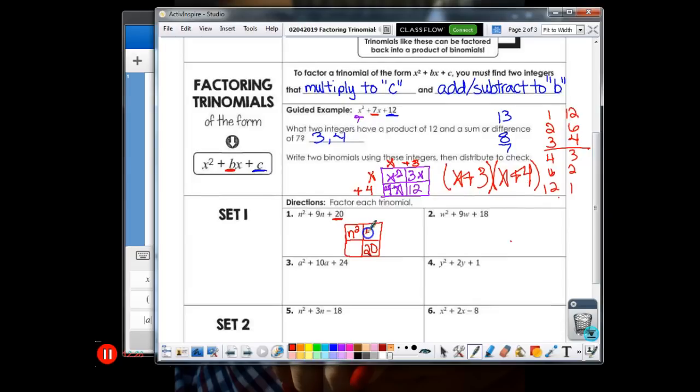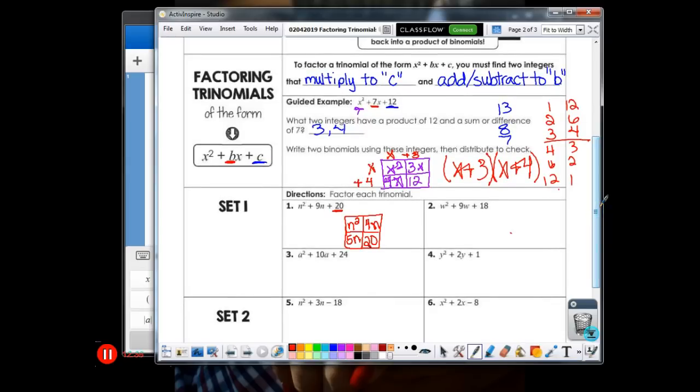So this is 4n and 5n. Does that make sense? So then, what times what gives me n squared? N times n, right? N times n gives me n squared. And then what times n gives me 4n? Positive 4. And then what times n gives me 5n? Positive 5.